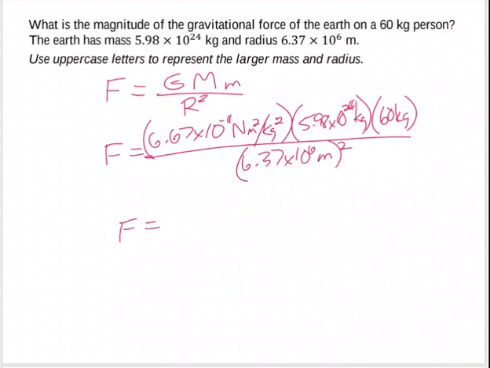What is the force? What is your guess? 9.8? Well, it won't be that, because that's in meters per second squared. We're in newtons. Something around 11? It should be just short of 600, because 9.8 is just short of 10, and 10 times 60 is 600.